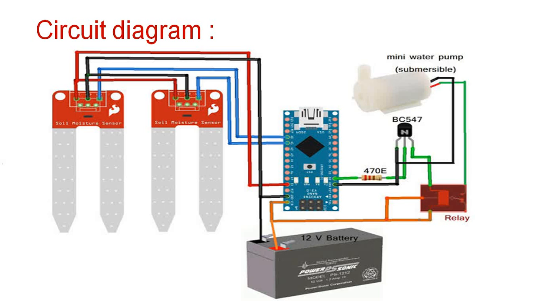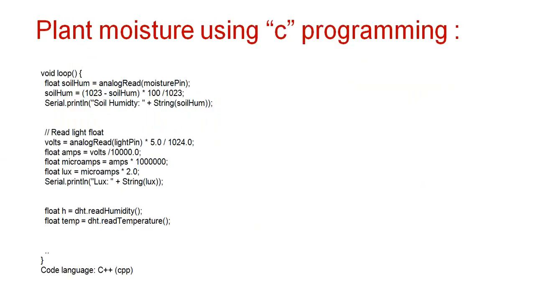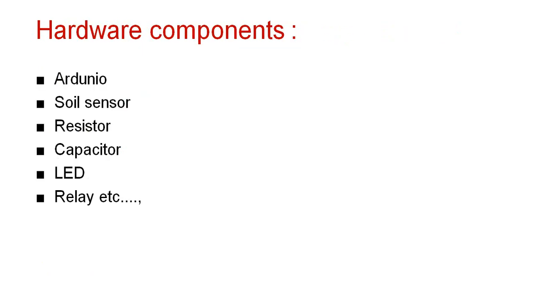I have used 2 sensors, an Arduino, a 12 volt battery, a 470 ohm resistor, an LED, one mini water pump and a relay. The plant moisture monitoring using C programming is all about this; once the PPT ends I will show the simulation. Hardware components: Arduino, soil sensor, resistor, capacitor, LED, relay, etc.